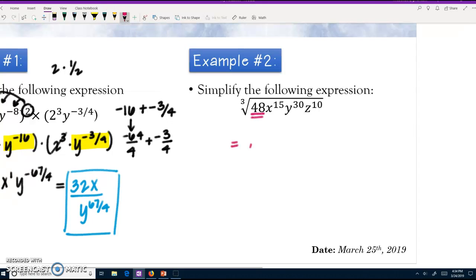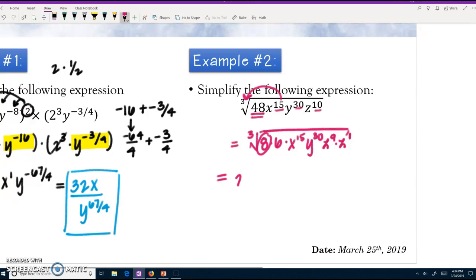If you look at your perfect powers list, 48 is not a perfect cubic expression, but it is divisible by 8, which is, and 8 goes in 6 times. Then this 15 on the x is good to go because it's divisible by the 3 out here. Same thing with the 30. The 10 is the issue though, but the closest number to 10 that divides is going to be 9. So I need to break this up to z to the 9th times z to the 1st. And then I can pull out the expressions that work and leave the ones that don't inside.